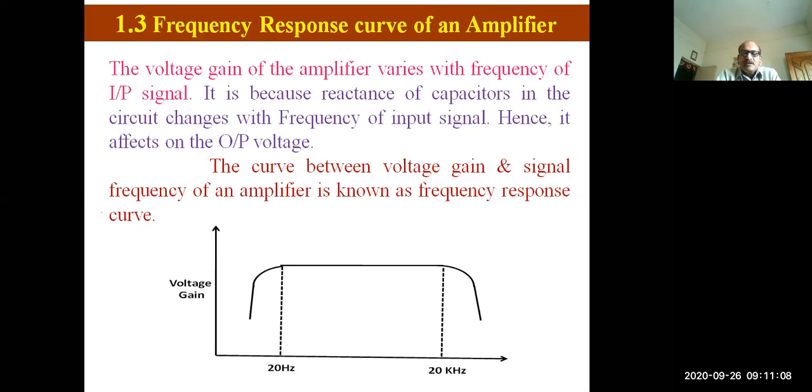And from this curve, we have to calculate the lower cutoff frequency and higher cutoff frequency. Here we do not denote the lower cutoff frequency and higher cutoff frequency. Actually, here there is a presentation of frequency in between 20 Hz to 20 kilohertz. In between this frequency range, that means this is the audio frequency.